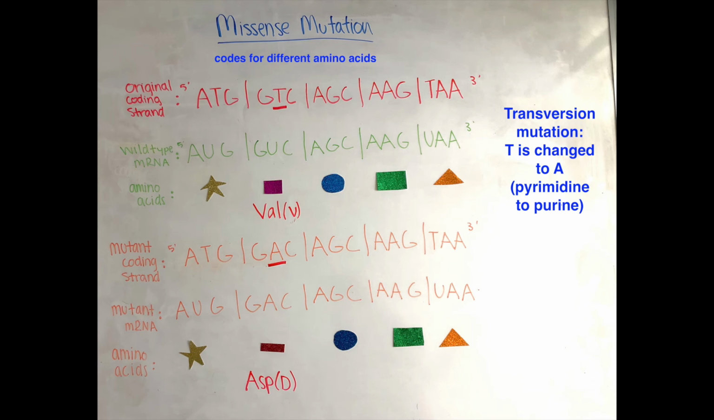Missense mutations are when one amino acid is changed and coded for another amino acid. As shown, you can see in the original coding strand, the T that is underlined is changed to an A in the mutant coding strand. The wild-type mRNA created from the original coding strand codes for the amino acid valine, while the mutant mRNA codes for the amino acid aspartate. This is shown through replacing the purple square with a red rectangle. This is a transversion mutation because the T is changed to an A, which is a pyrimidine to a purine.